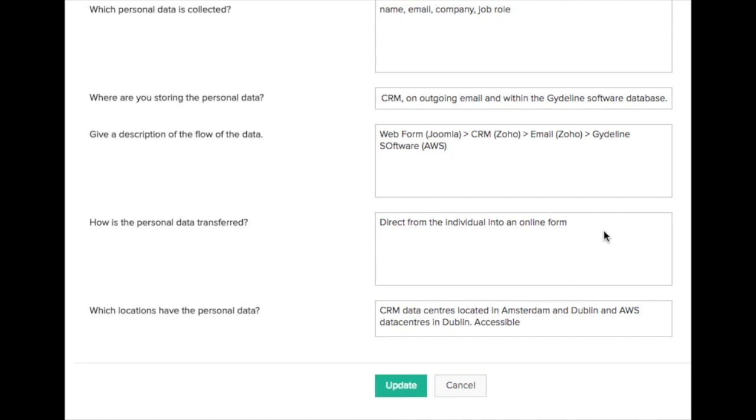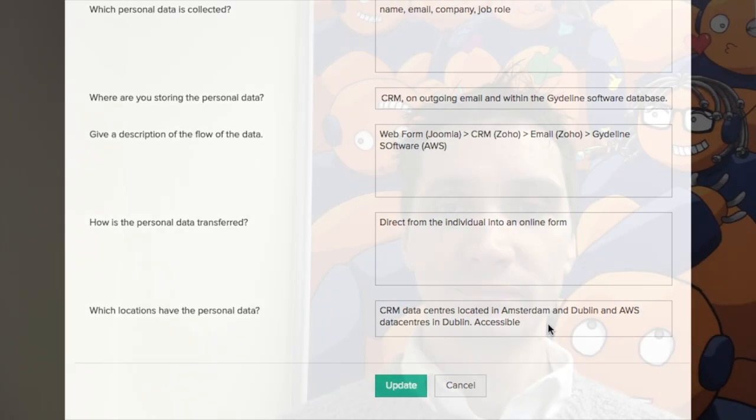And then, because we are moving data between the systems, how are we transferring it? And really the key piece where it comes from external to us is it comes direct from the individual into an online form. From then on, it stays within our own internal systems. And those internal systems are in various locations, and that's the final question of the data map, which is which locations is it in. So our CRM is in data centers in Amsterdam and Dublin, and our software is in data centers in Dublin. And these are accessible via web browsers.